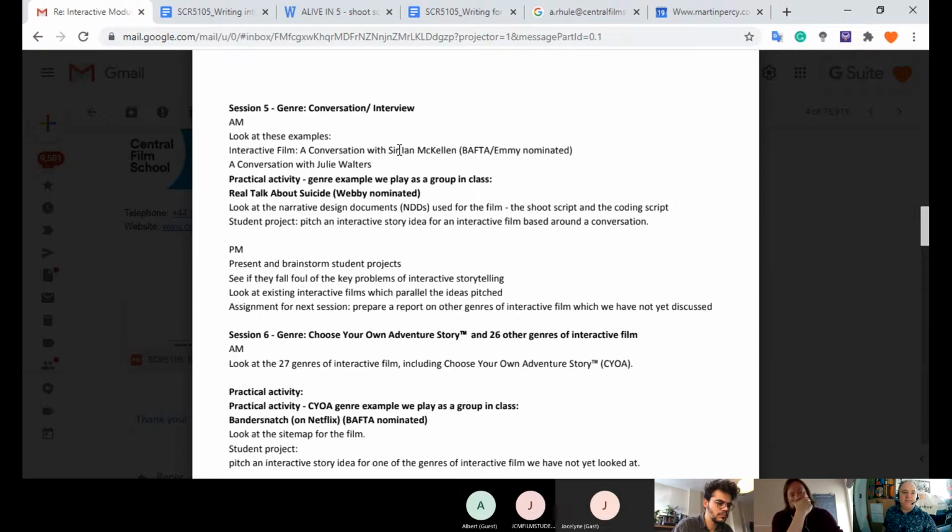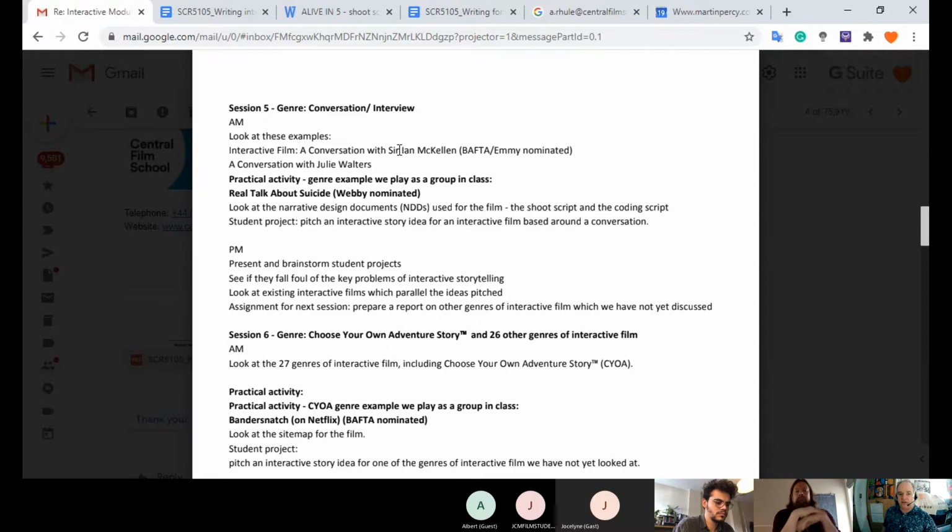So yeah, we'll be looking at that, and then we'll play that together as subject to health and safety checks. Then we will, as with all these things, we'll look at the narrative design documents for them, the shoot script, the coding script, and then the project is pitch an interactive story idea for an interactive film or a game based around a conversation.